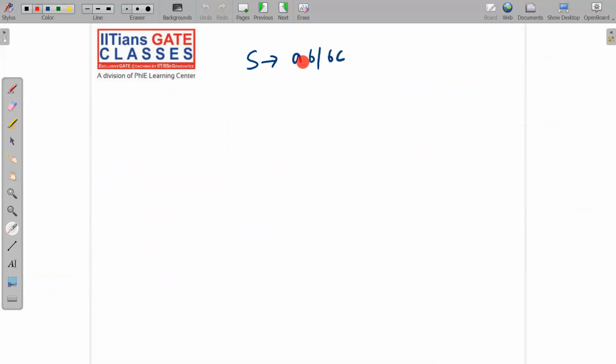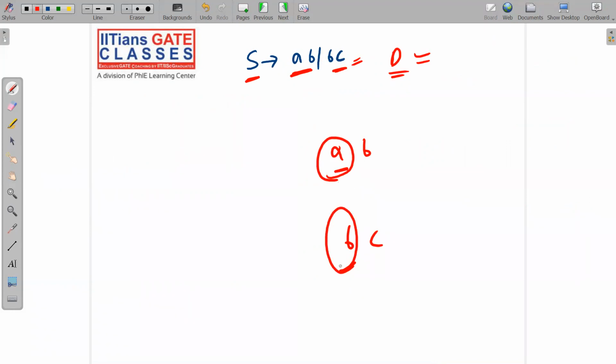For example, see here, S implies AB, BC. I have already told you this is a deterministic context-free grammar. Why is it deterministic? Because if we take the string AB or the string BC, then on S, if we read the A, there is no confusion at all. We will use the production AB. And if we are at S and we read B, then there is no confusion, we will choose this production. So the decision about which production to choose comes after scanning only one symbol from the input string. Hence, this is a deterministic context-free grammar. Please note it down. I will jump to the next slide now.